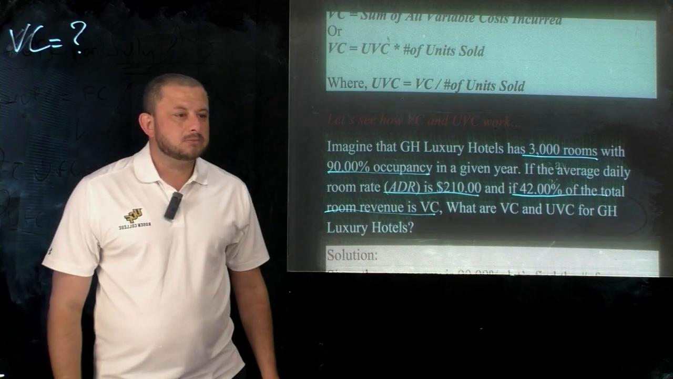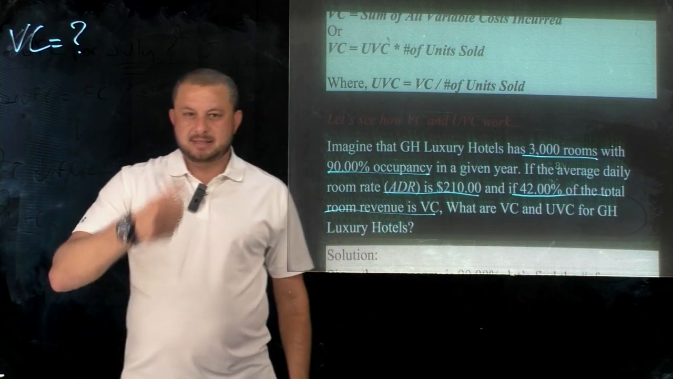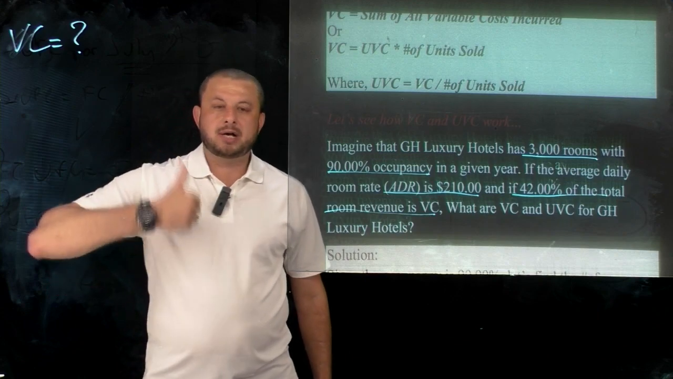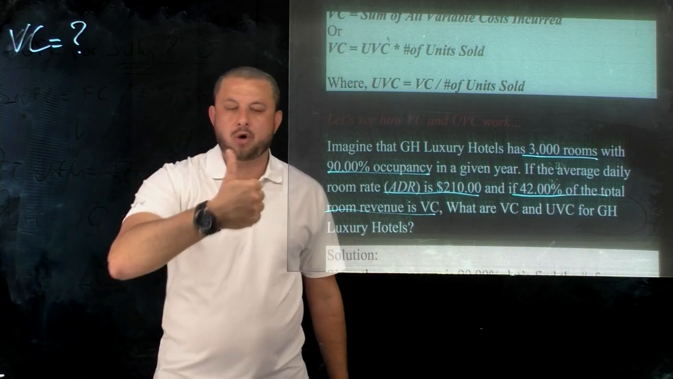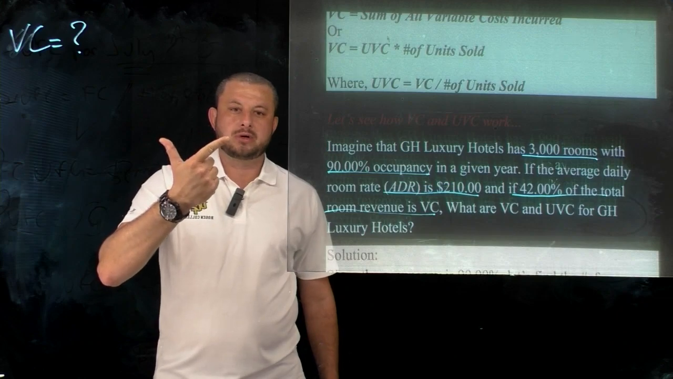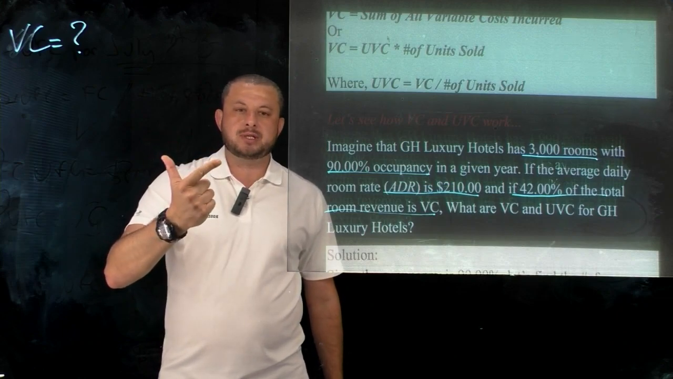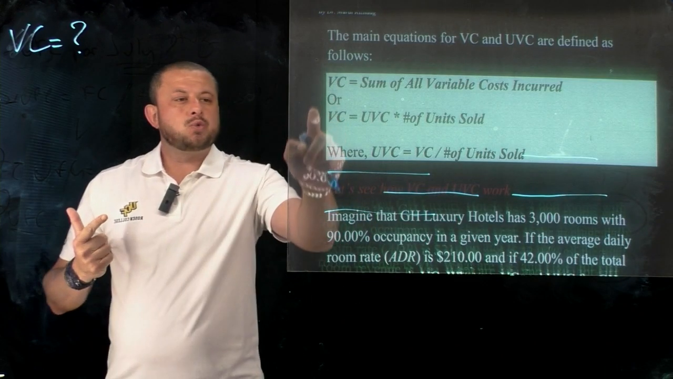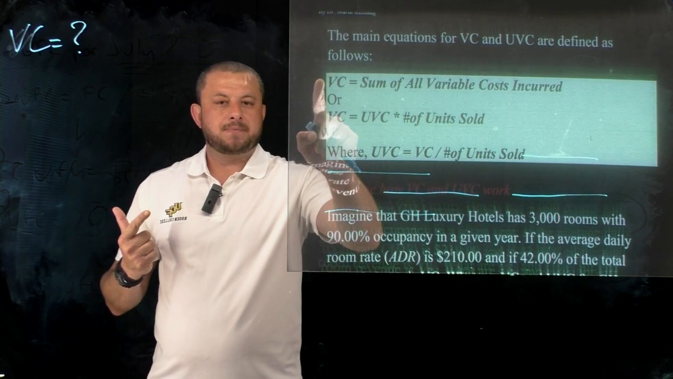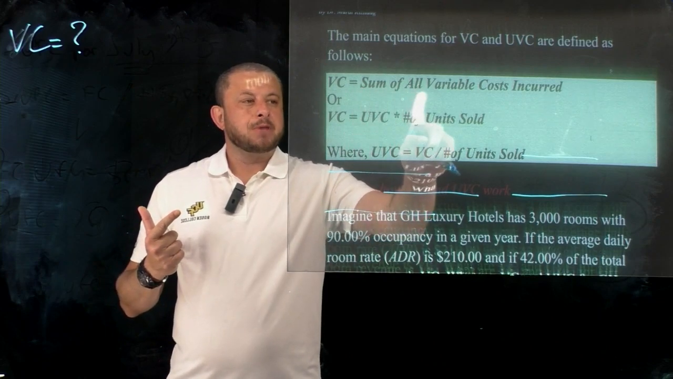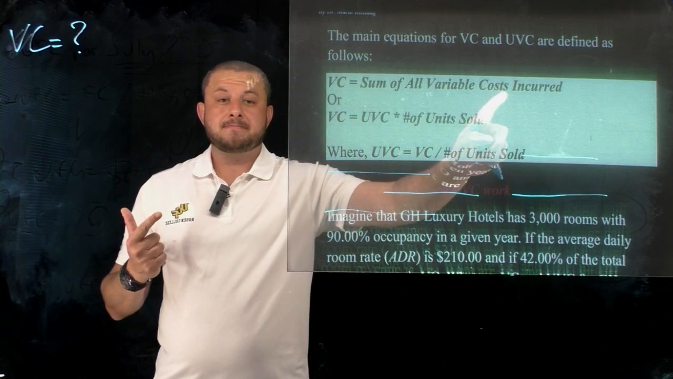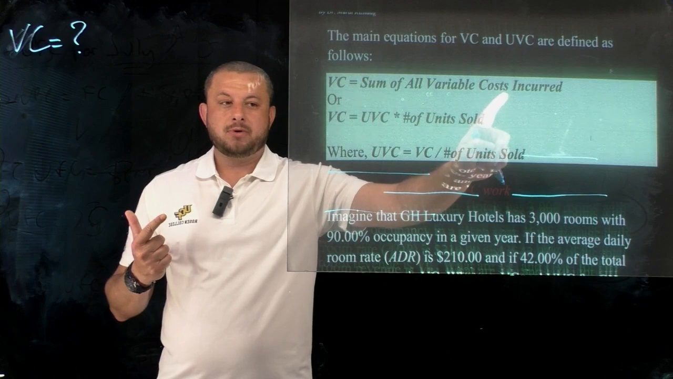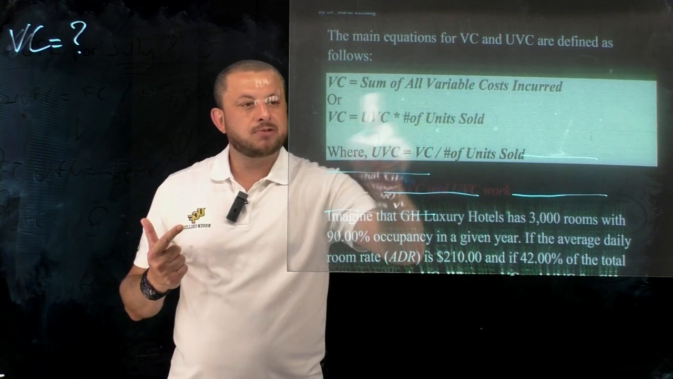I'm solving for VC, step number one. I know what I'm solving for. I understood the question. Step number two. Do I have the right equation for VC? Let me go back up. I have two equations. Which one can I utilize? Ask yourself, do you have all the variable cost items listed? No. Therefore, this equation will be the main equation.